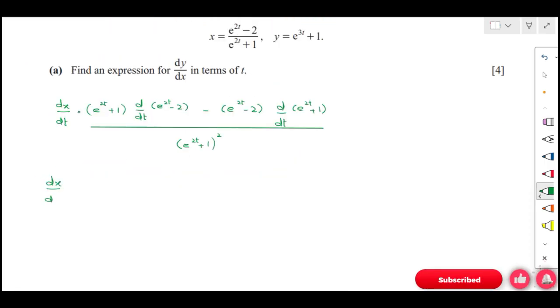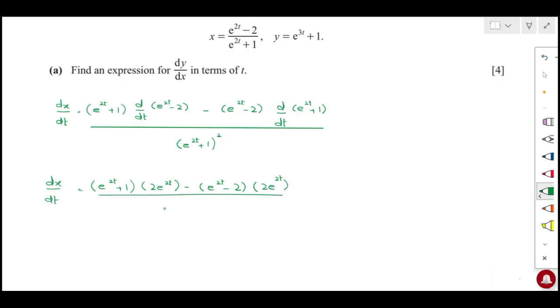dx over dt would be equal to e power 2t plus 1 times the derivative of e power 2t minus 2, which is 2 times e power 2t, because the derivative of e power 2t is e power 2t and the derivative of 2t is 2, minus e power 2t minus 2 times its derivative, which is 2 times e power 2t. Everything divided by e power 2t plus 1 whole square.